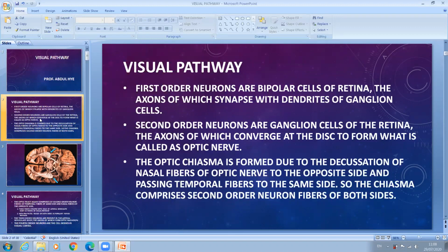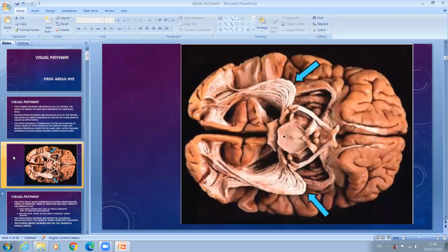So just to recall again, look at this, this is the optic chiasma. And this is the optic nerve of the right and the left. The first order neurons are in the bipolar cells of the retina, then the second order, the ganglion cells, form the optic nerves. The optic nerves come to end at the optic chiasma, and the optic tracts are formed again, and they end in the lateral geniculate body.